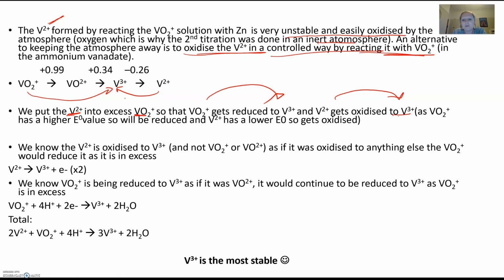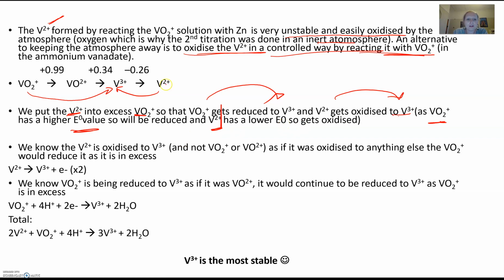And we know that because if you work out the cell potentials, both of these become positive. And if they're both positive, both of those reactions will exist. And we also proved that earlier on because we said that V3+ was the most stable. So we've already actually discussed that, and you can look back before if you want to. And the reason why this is possible is because VO2+ has a much higher cell potential, so will be reduced, and V2+ has a lower one, so would get oxidized.